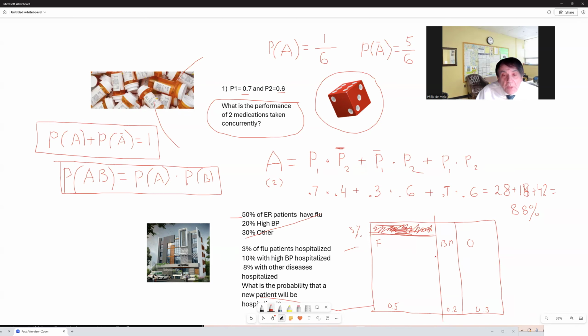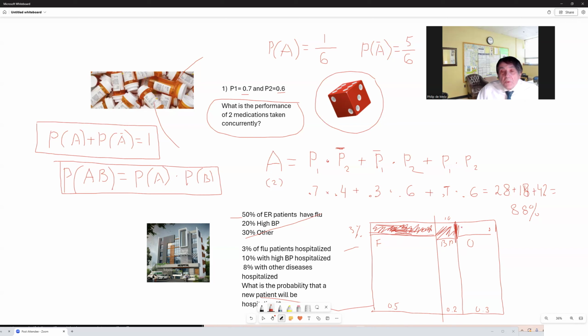When a person comes with BP, it is 10% hospitalization. And for other it is 8%. So this is 8%, and this is 10% on the vertical line. This is 8%, and this is 3%.